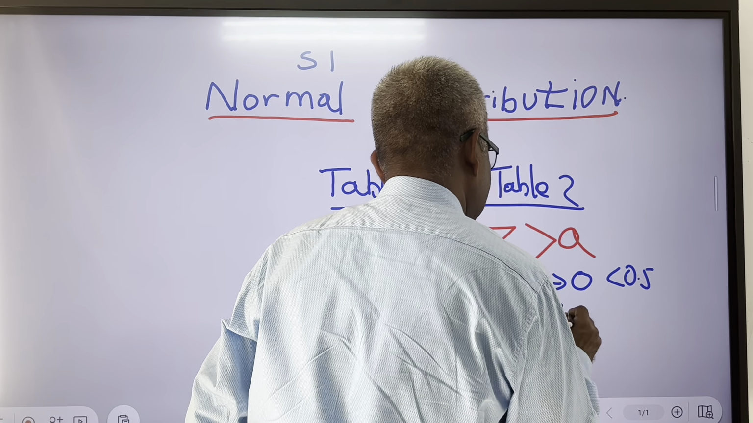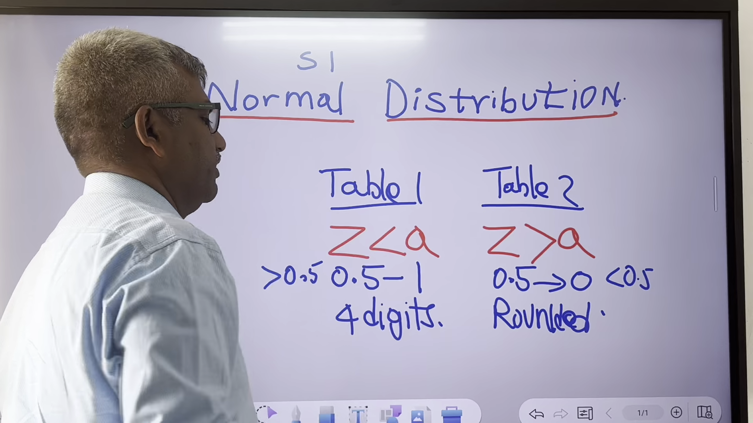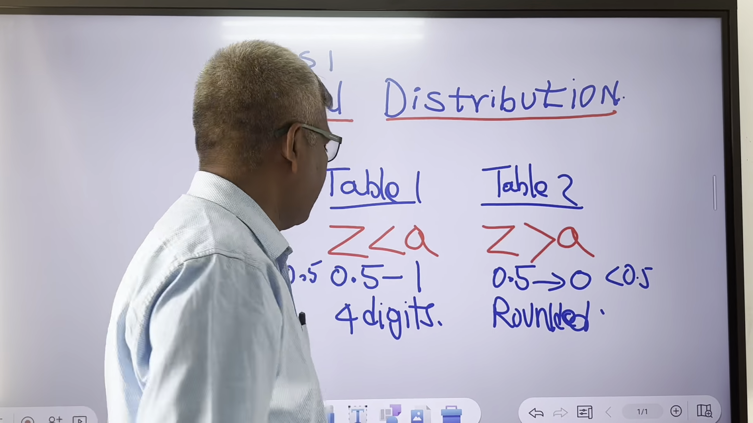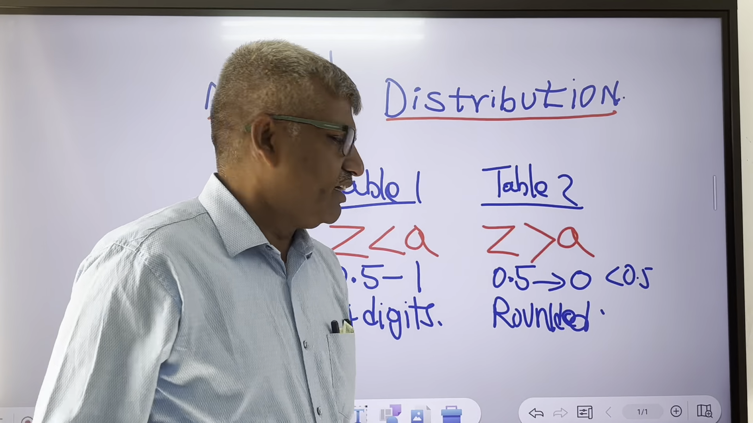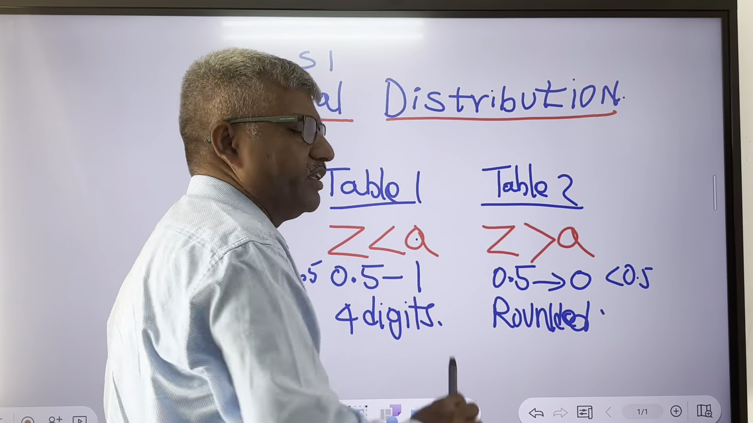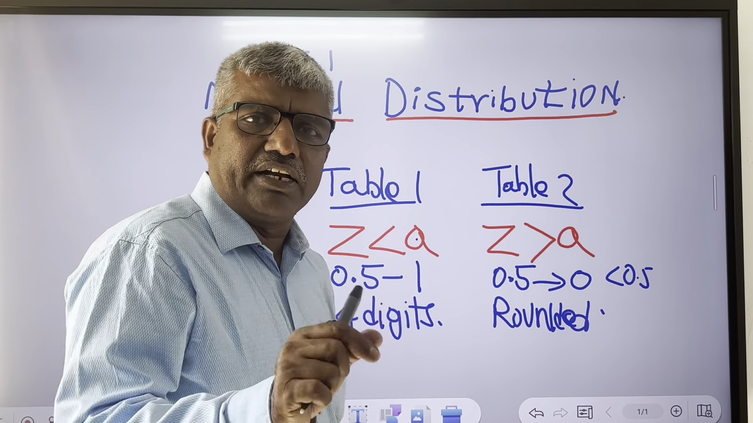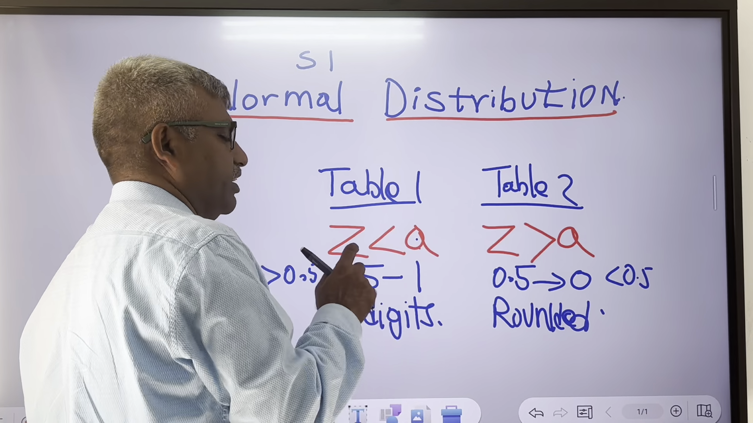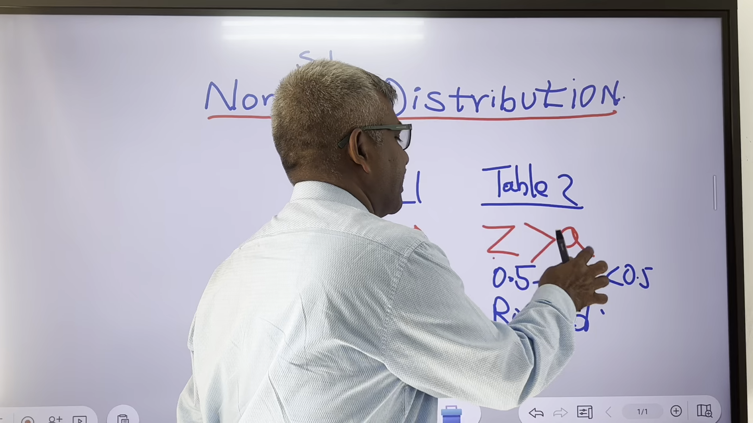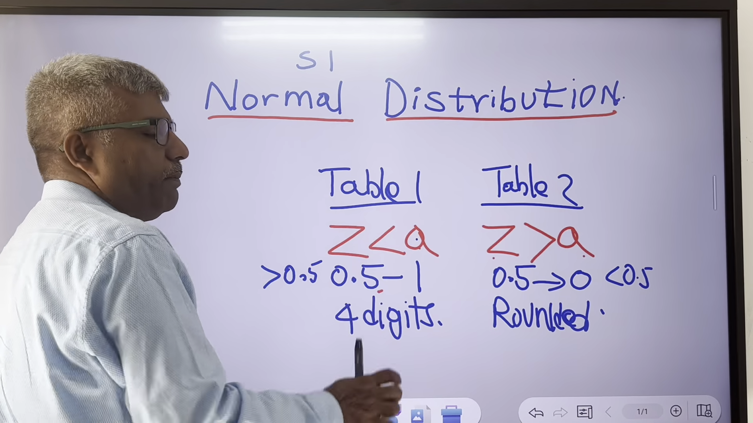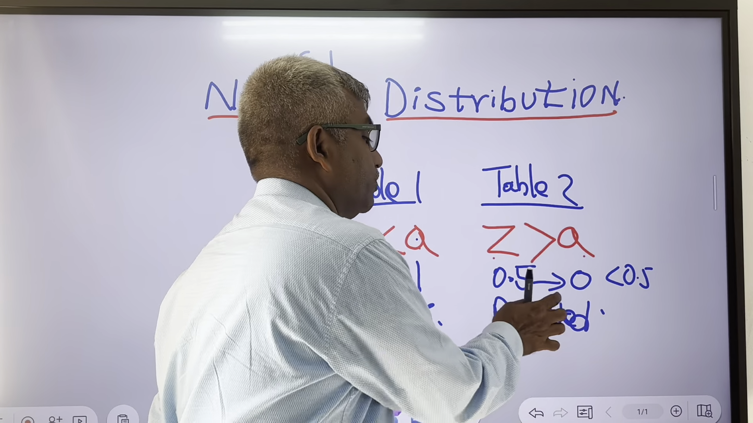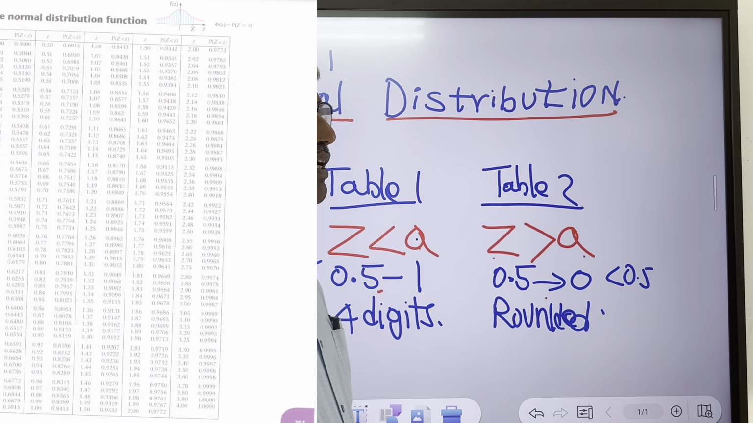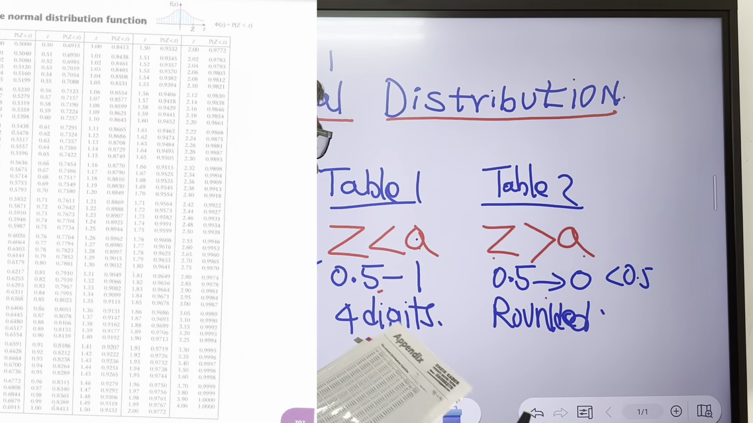Okay, note it down, this one. These are the 3 features of Table 1 and Table 2. Table 1 is Z is less than A. Actually in the book, they put Z here also, which will get confused, so I am removing it. Instead of Z here I put A only. Z is less than A, Z is greater than A. Table 1 is greater than 0.5, Table 2 is less than 0.5. Table 1 has 4 digits, Table 2 is rounded. Okay, copy down.